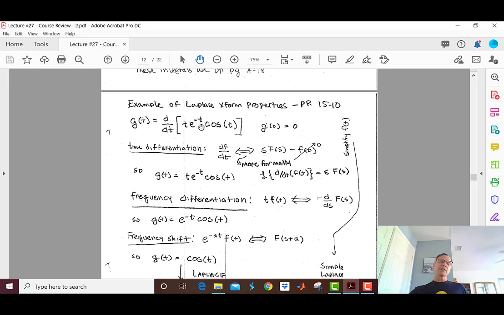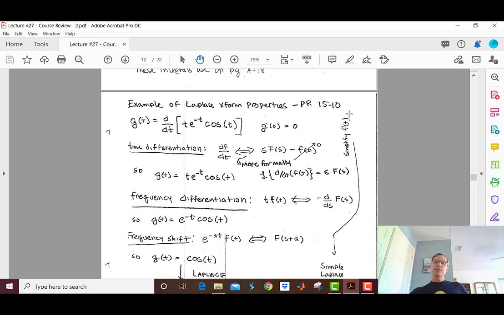You got to break it down into simple things. So look at this mess. The derivative of t e to the minus t cosine t, and we're given g of 0 is equal to 0, because we need that initial condition as we do this problem. So the first thing let's use is the time differentiation property. And actually, before we do that, let me point out the strategy.